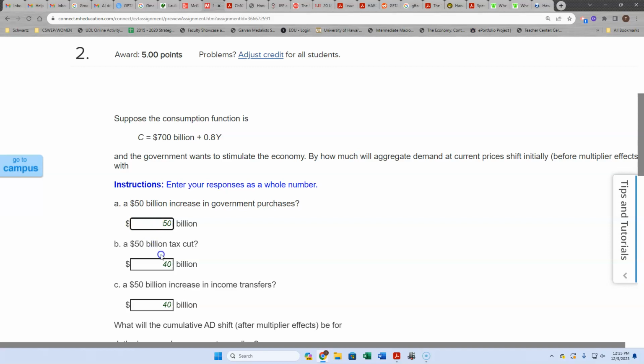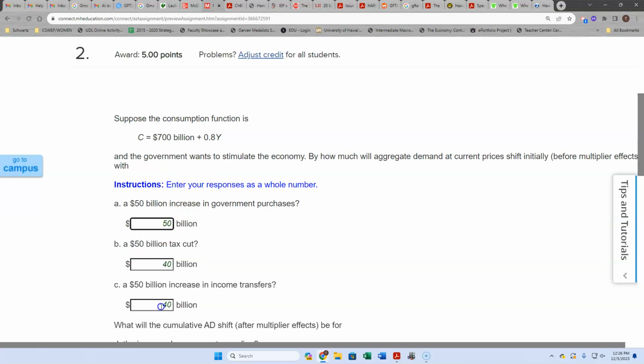Now, let's look at the tax cut. Tax cut's a little bit more complicated. Here we have to take the amount of the tax cut, 50 billion, and multiply it by the MPC, because people are getting this money back, but they're not spending it all. They're spending 80% of it. So it'd be 80% of 50, which is 40.